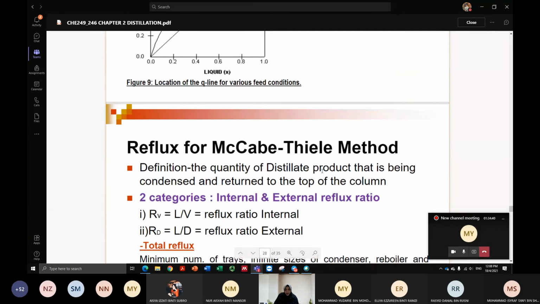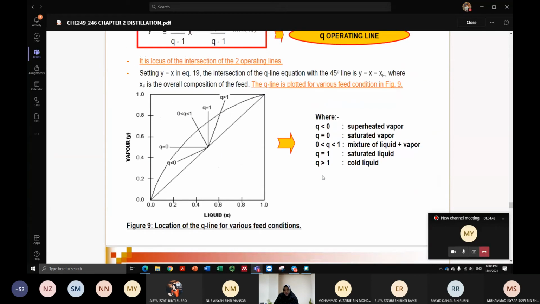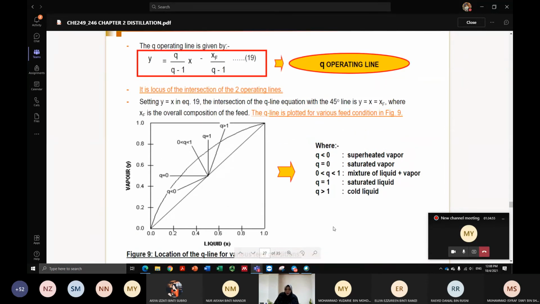Okay, there is another method that you can use to calculate. Take note. What if the feed condition given to you mentions that it is a mixture of liquid and vapor? The value is between 0 and 1.